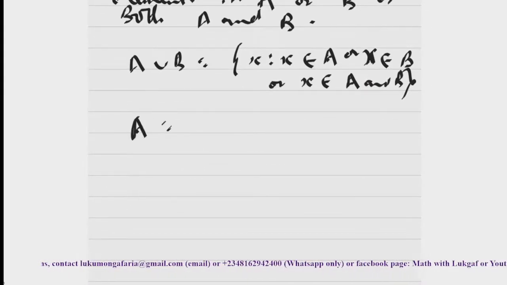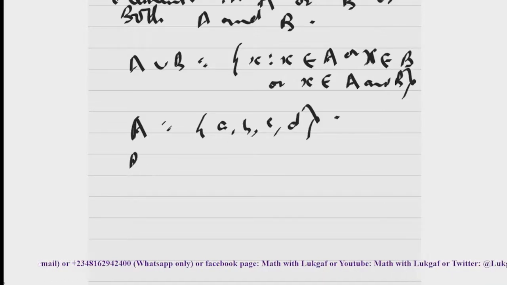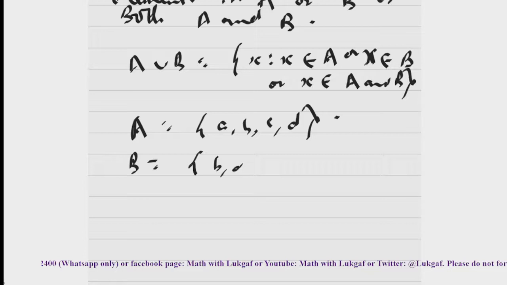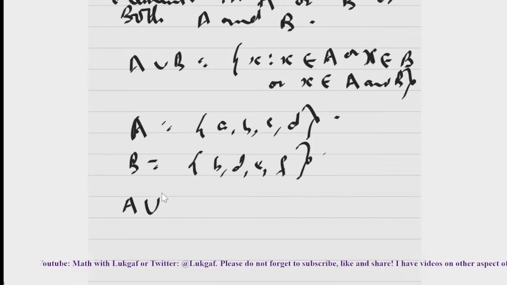So let's say my A is equal to {A, B, C, D}, and my B is equal to {B, D, E, F}. Okay? Don't forget your A union B, the U symbol. If you recall, U means union. That is the combination of elements in A. Okay, what are the elements in A?